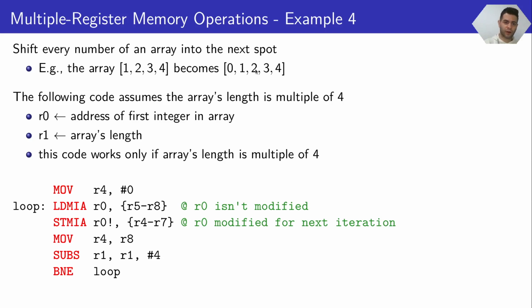Not in the new array, sorry. In the old array, we are just replacing those numbers. So at the end of this instruction, we have 0, 1, 2, and 3. 4 is still pending. 4 is in R8. So we move R8 back into R4. We subtract 4 bytes from R1, and then we start again.